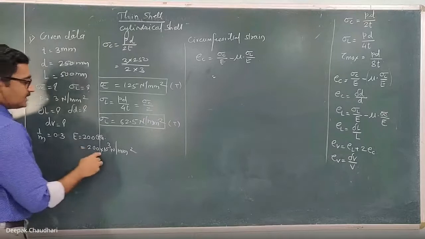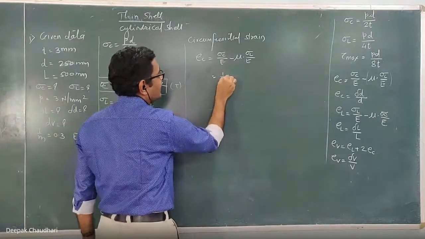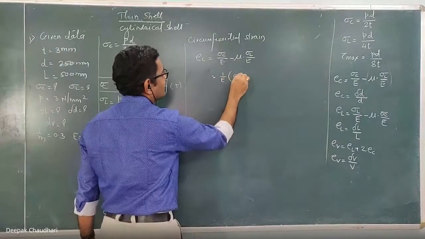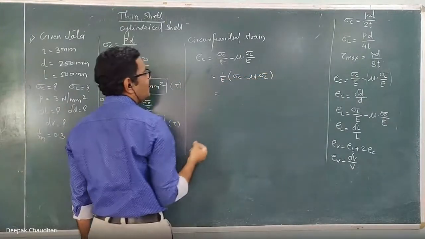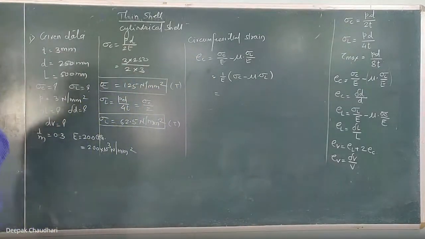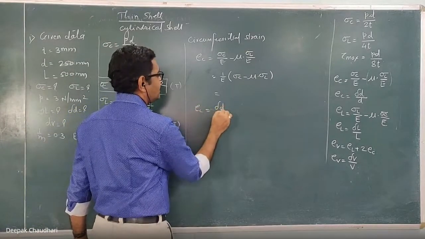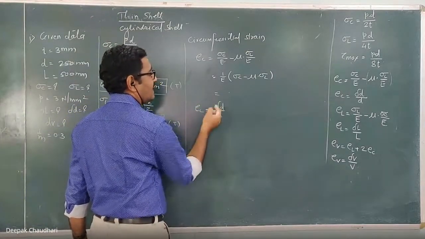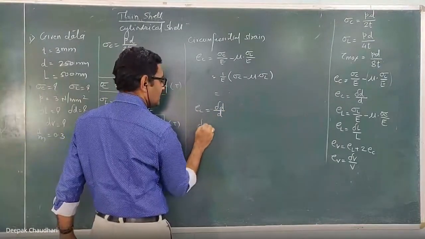If you substitute this mu and E, you can also simplify it. I can take 1 upon E common, so it is sigma C minus mu into sigma L. Just substitute the values and you get EC. Since it is a strain, it doesn't have any unit. And this EC is equal to change in diameter upon original diameter. From EC, substitute here, the original diameter is given, which is 250. From this you'll get the change in diameter.